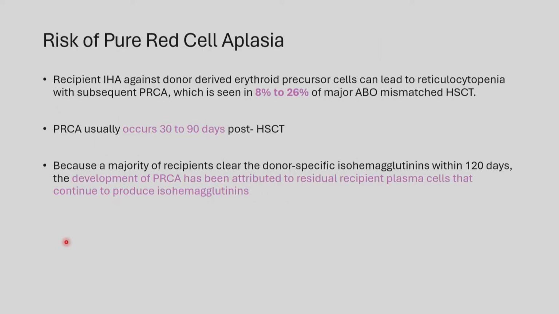The recipient antibodies against the donor erythroid precursor cells can lead to reticulocytopenia, which in turn leads to PRCA, which is seen in 8 to 26% of major ABO mismatch transplants. This we specifically observe most often in the first to third month, that is around day 30 to 90 post transplant. And because the majority of recipients clear donor-specific antibodies within 120 days, the development of PRCA has been attributed to recipient residual plasma cells that can produce prolonged antibodies.